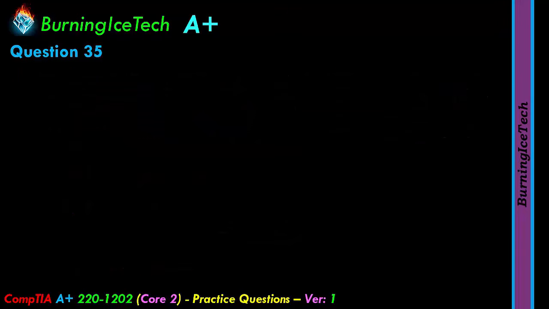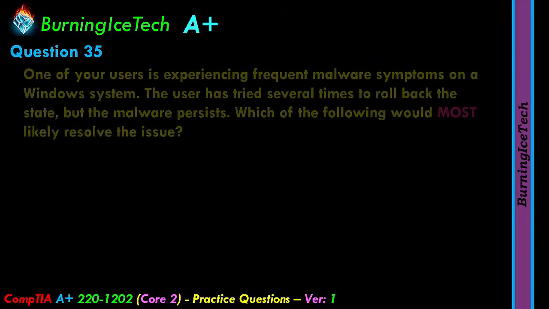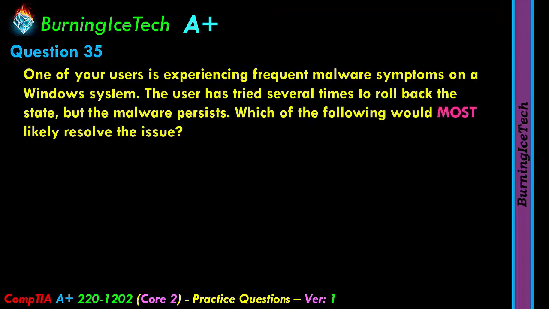Moving you guys along to question 35. One of your users is experiencing frequent malware symptoms on a Windows system. The user has tried several times to roll back the state, but the malware persists. Which of the following would most likely resolve the issue?